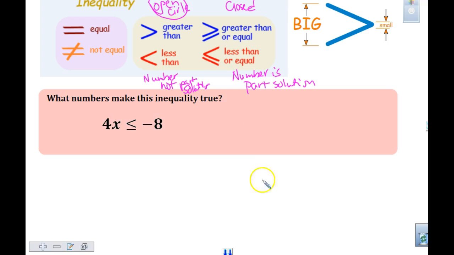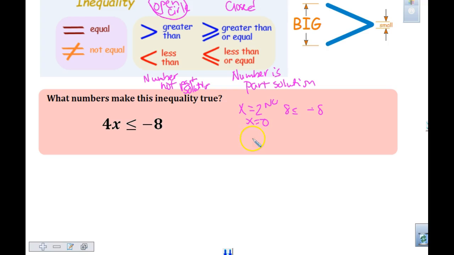When you look at the expression like this one, it's kind of nice. It says, what numbers make this true? Without solving it, can we pick numbers that make it true? Is 2 going to make it true if x equals 2? No, because 8 is never going to be less or equal to negative 8, right? So how about 0? No, x equals 0 is not.